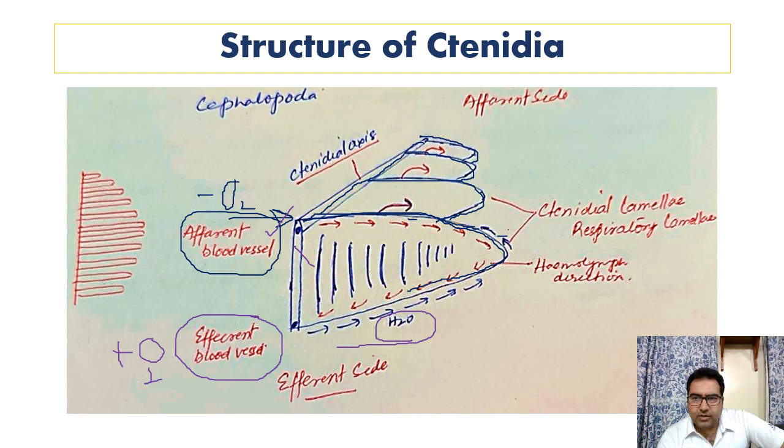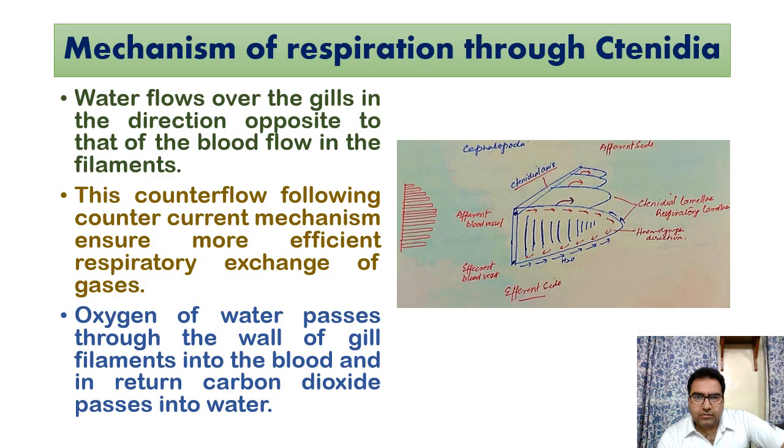Another thing we see here is that the water flows over the gills in the direction opposite to that of the blood flow in the filaments. So this countercurrent mechanism ensures a more efficient respiratory exchange of the gases. Oxygen of the water passes through the wall of the gill.